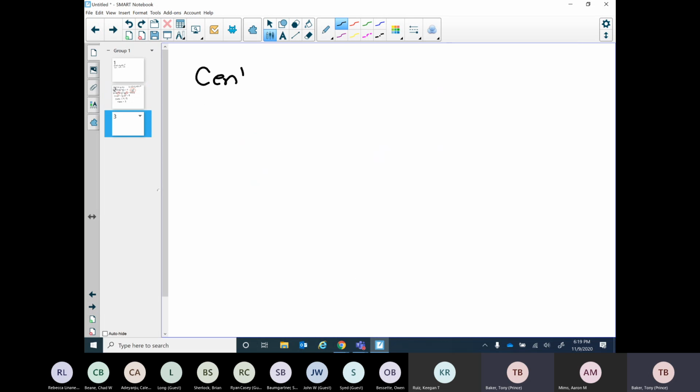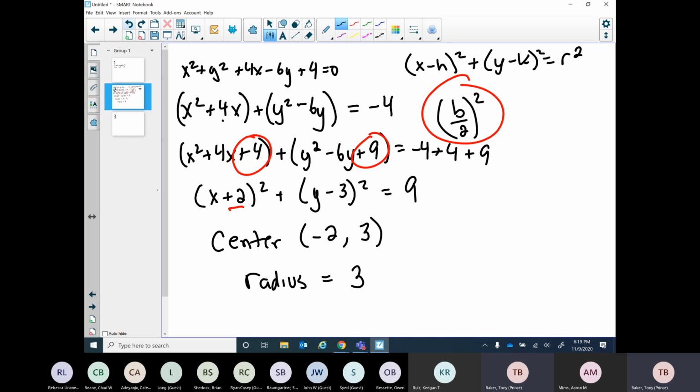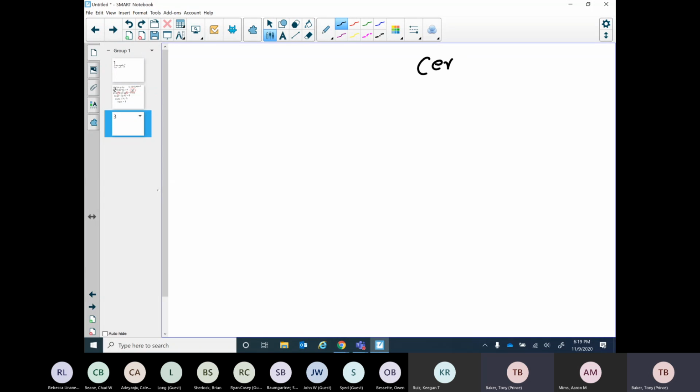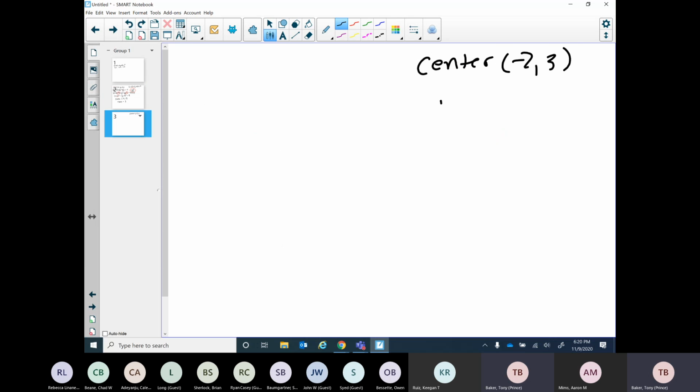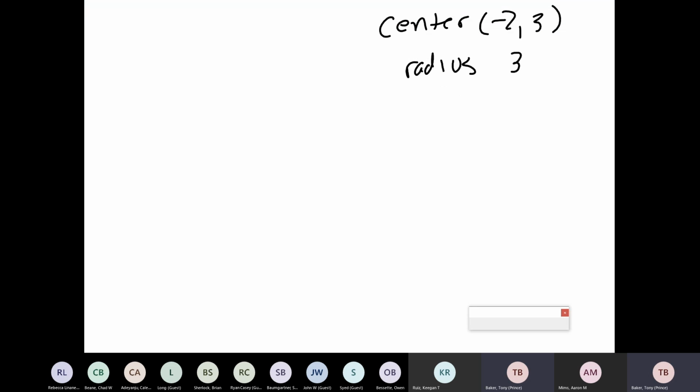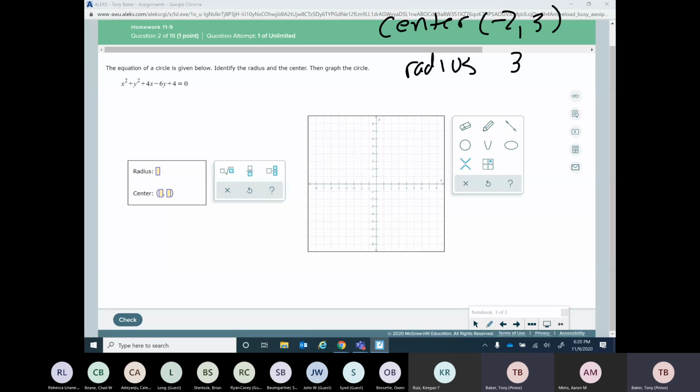So I've got my center was -2, 3. And my radius was 3. All right, so now we're going to go back, put this information in. So my radius is 3. My center is -2, 3. And then we graph it. So -2, 3. And then we go over 3.